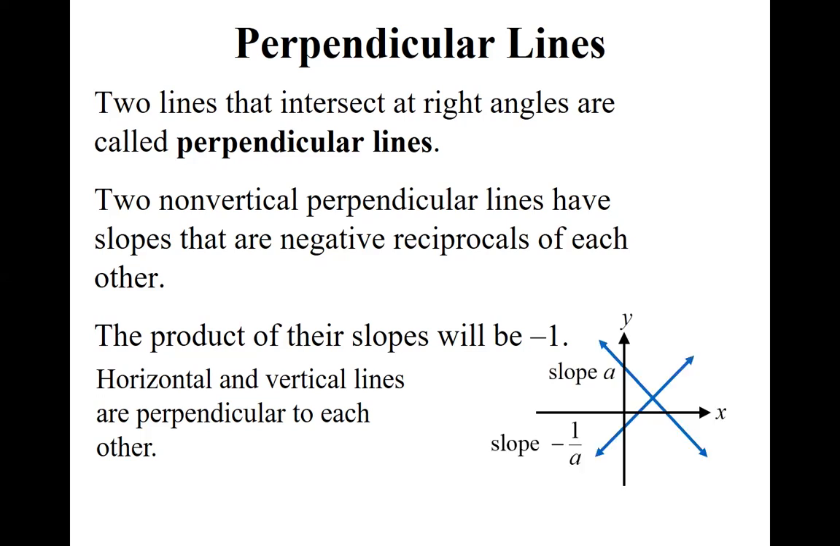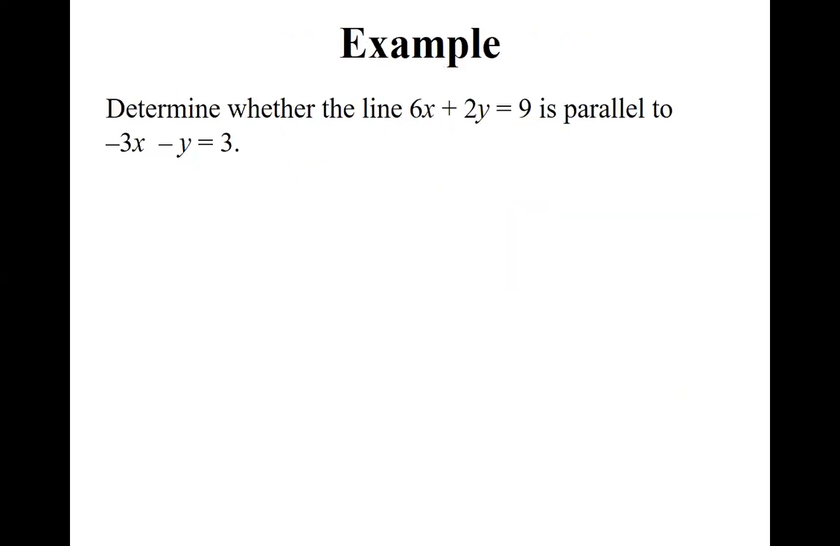So what does that look like? It looks like this. They cross at right angles. If one has a slope of A, the other one has a slope of -1 over A. Take the opposite sign and flip it. So parallel lines, same slope. Perpendicular lines, opposite reciprocal slopes.